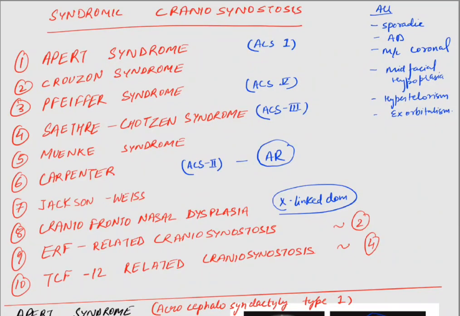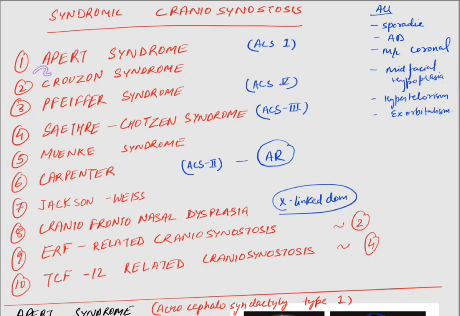Hello everyone. In today's video, we will be discussing syndromic craniosynostosis. We have to remember that almost all the craniosynostoses are sporadic or autosomal dominant. The most common suture involved is the coronal suture, and there is midfacial hypoplasia. Due to the coronal suture involvement, there is hypertelorism, and due to midfacial hypoplasia, there is exorbitism.